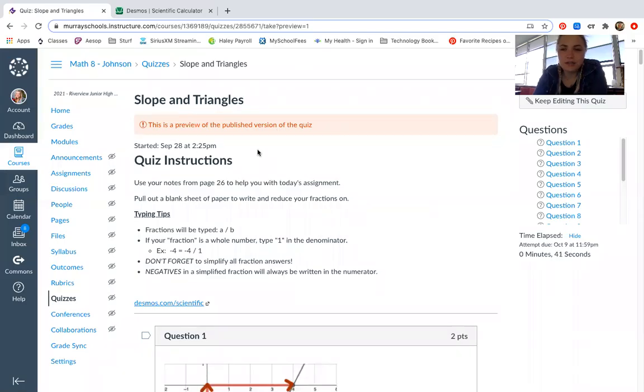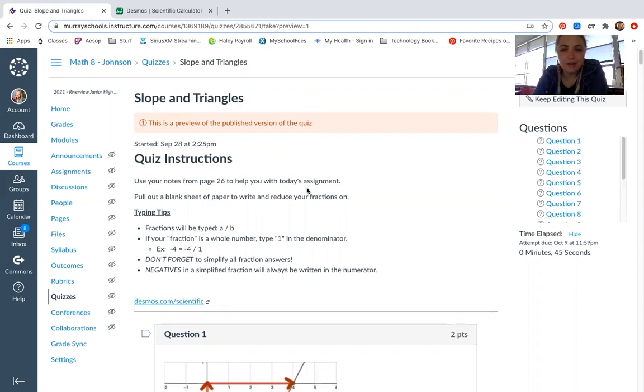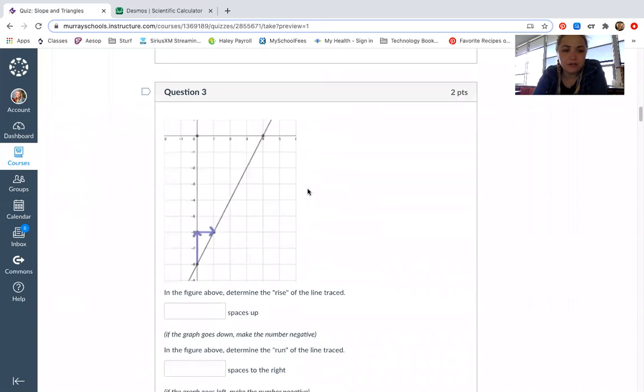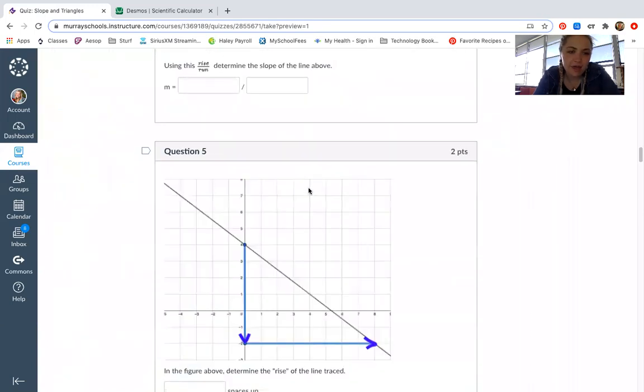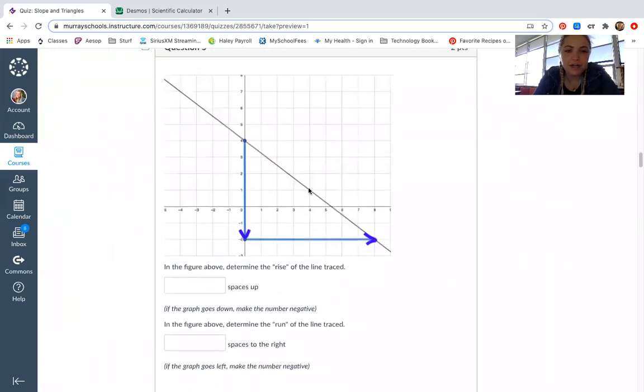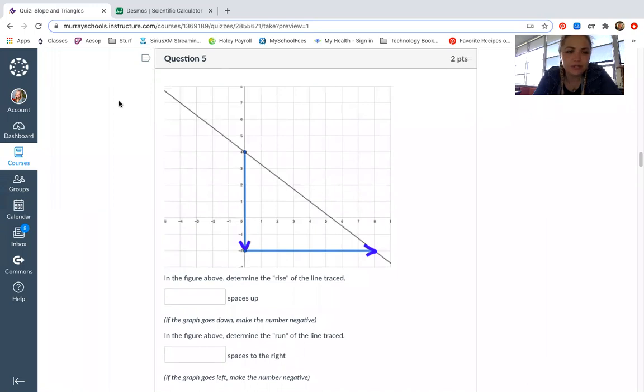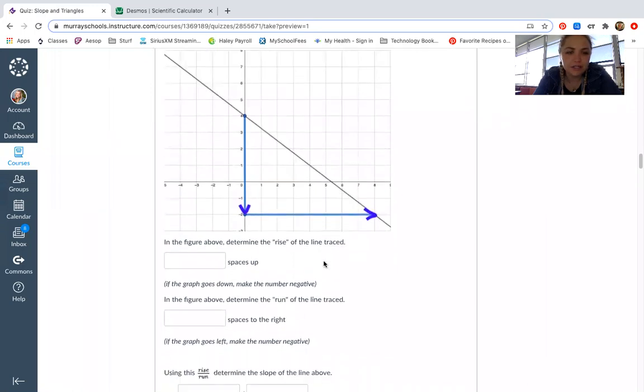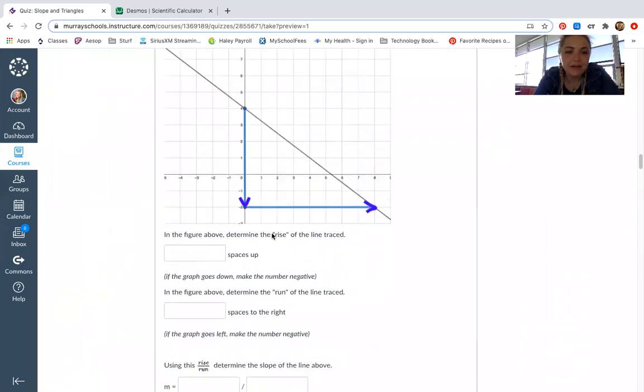I am going to look at the homework assignment that you just opened. It's called Slope and Triangles, and I'm going to go through problem number 5. So I'm going to scroll down to problem number 5 and follow along with what I put on here, and this will help you when you go to do this on your own paper. So this is problem 5, and it says, in the figure above, determine the rise of the line traced.